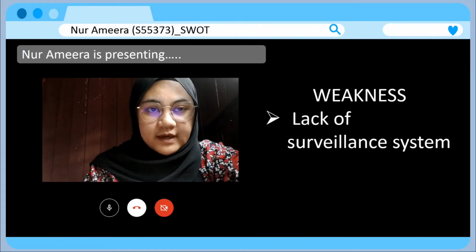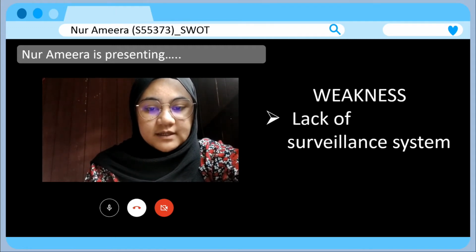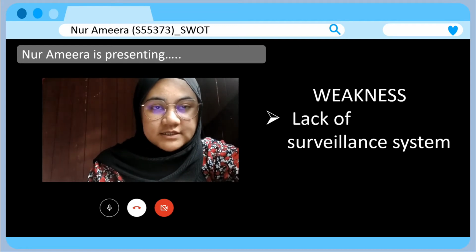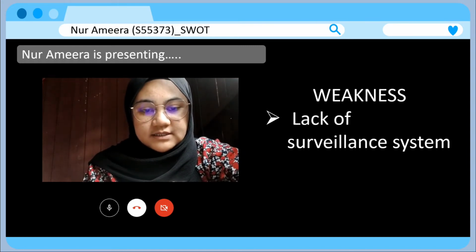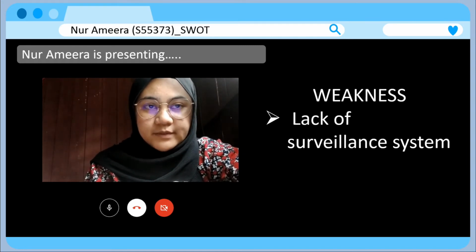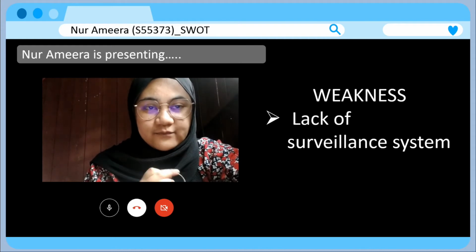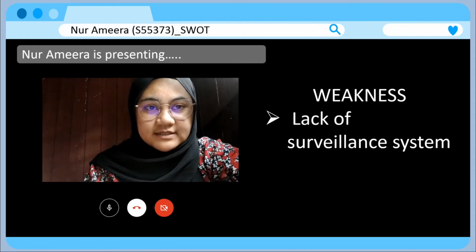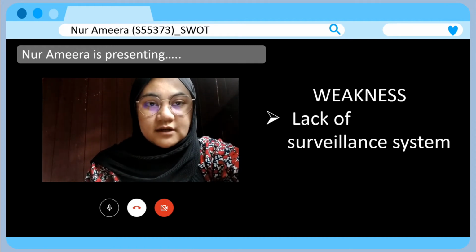For weakness, we have identified that there is lack of surveillance system. Lack of surveillance system can cause many issues, such as smuggling activity and also intrusion. In this oil spill case, the incident could have been prevented, or maybe the oil could have been prevented from spreading far, if early action had been taken. If there is surveillance system, they will notice about this incident and be able to act immediately, and also the culprit can get caught. So that's all for me.